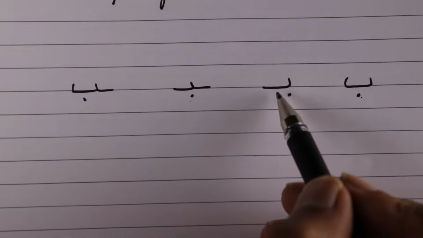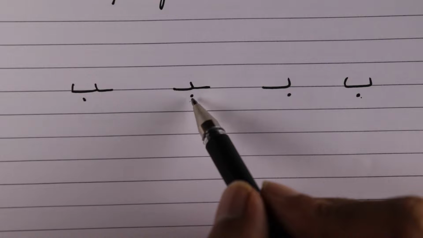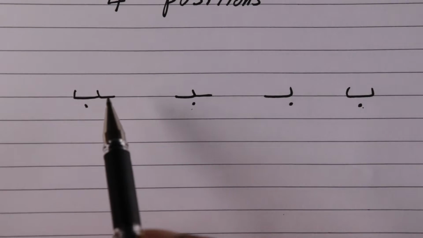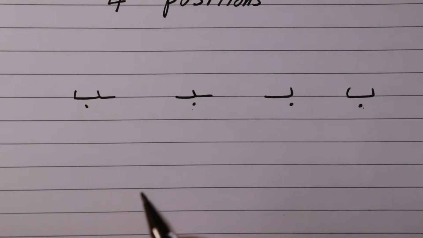Separate, in the beginning, in the middle, in the end. So you can use Ba in 4 different positions and 4 different types of Ba when it comes to different positions in the word.